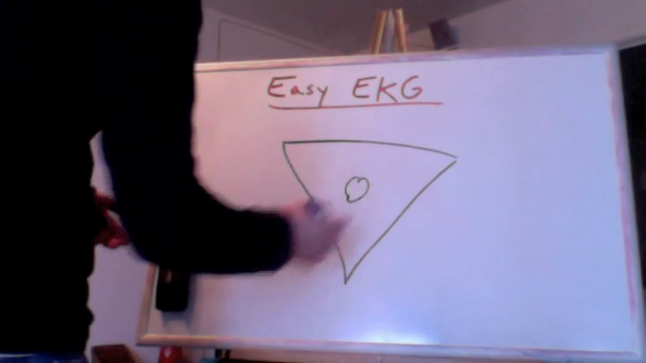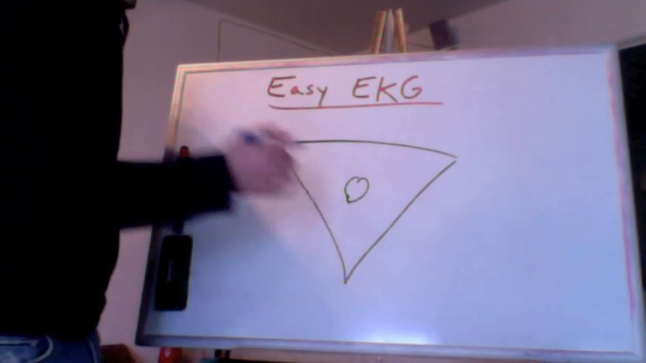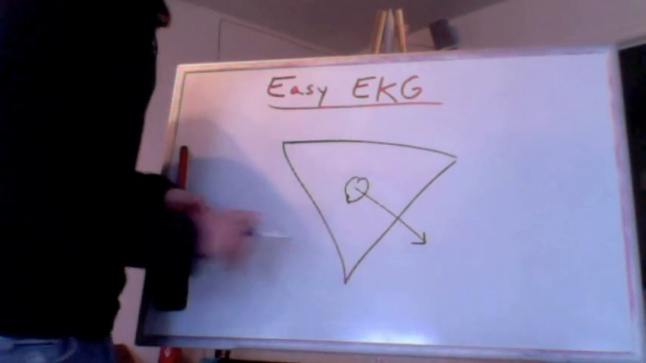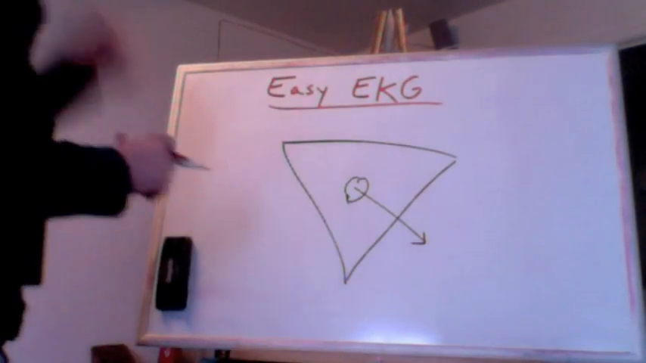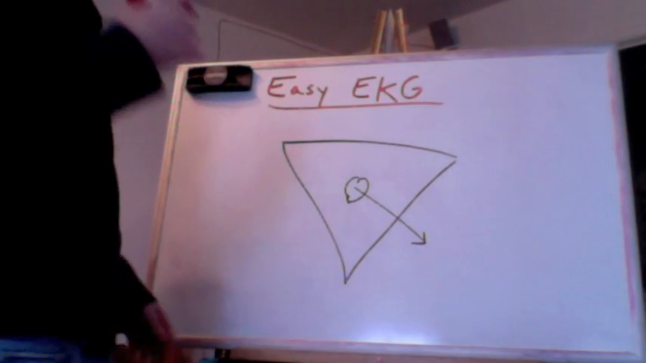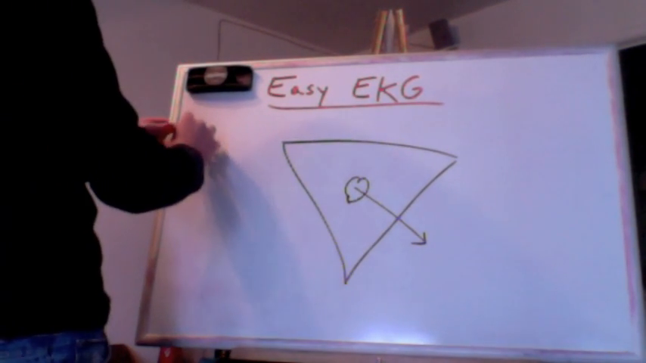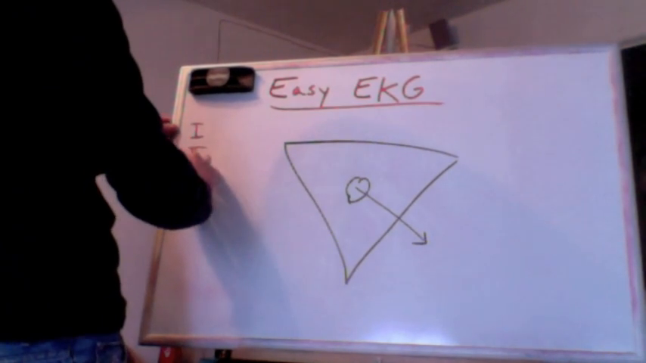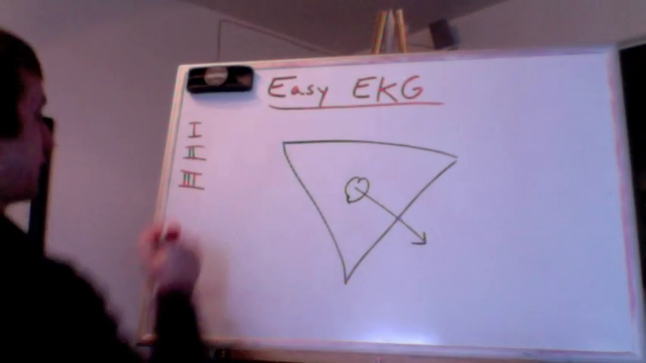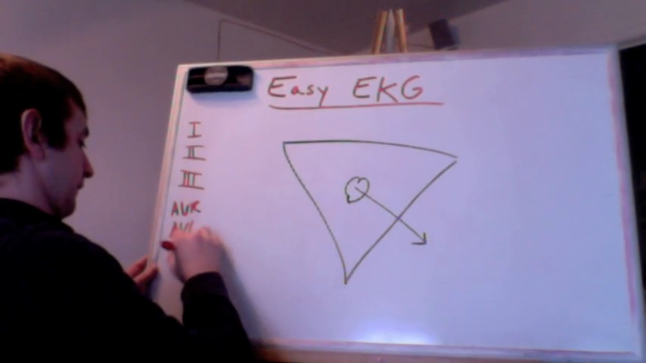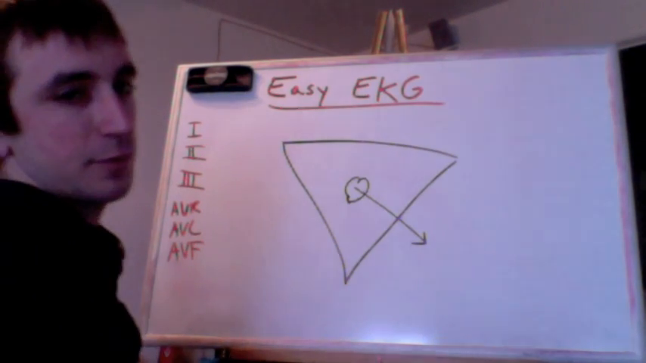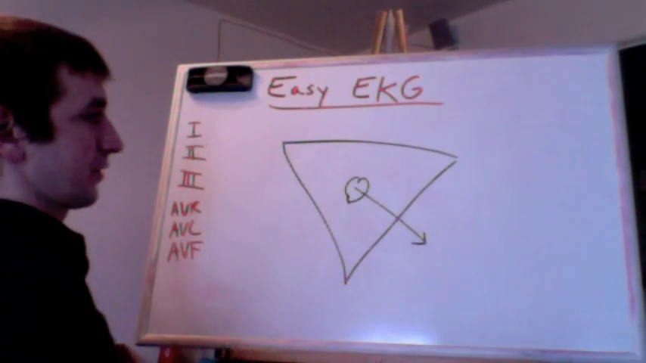So we have the heart here, and if we remember, the net depolarization of the heart is this direction. Okay, so just keep that in mind. Let me switch markers again. All right, so this is where it comes into EKG reading. In a 6-lead EKG, you have your lead 1, 2, 3, and then you have your aVR, aVL, and aVF. All right? So this is where they get these letters from for your leads. So I'm going to erase this triangle here.